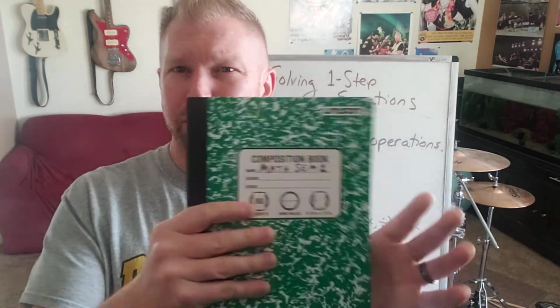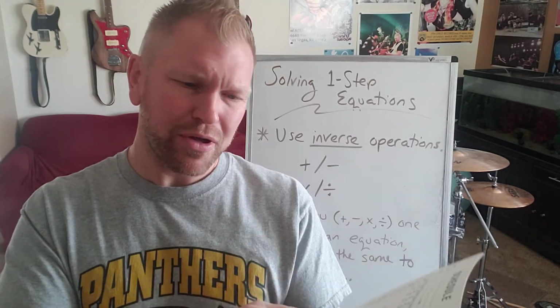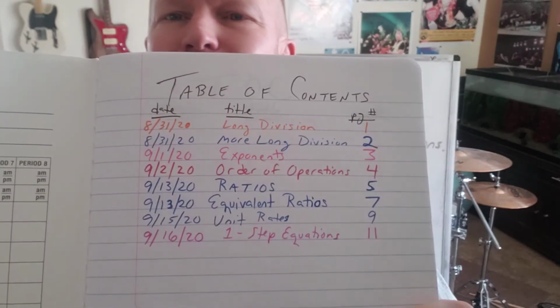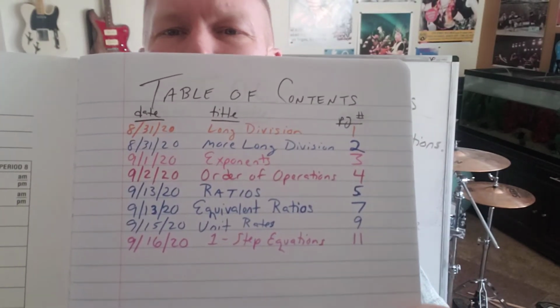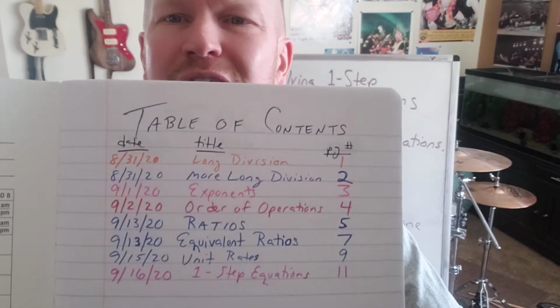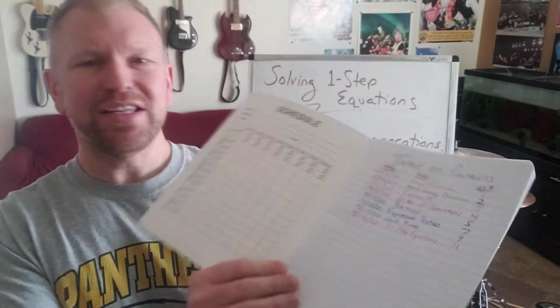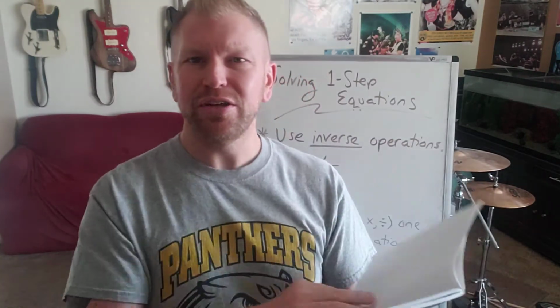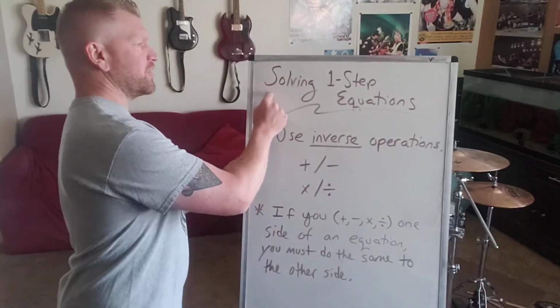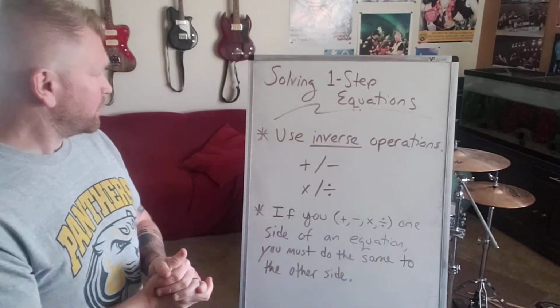So in your notebook, we're going to do one-step equations. So you can put down the date. The date is 9/16 for me. One-step equations. See what page number you're on. I'm on page 11. So find the page that you're on, one-step equations, the date, set that up, go to your page in your book, and you're gonna write this on that page. Okay, so we got solving one-step equations, write that as your title.